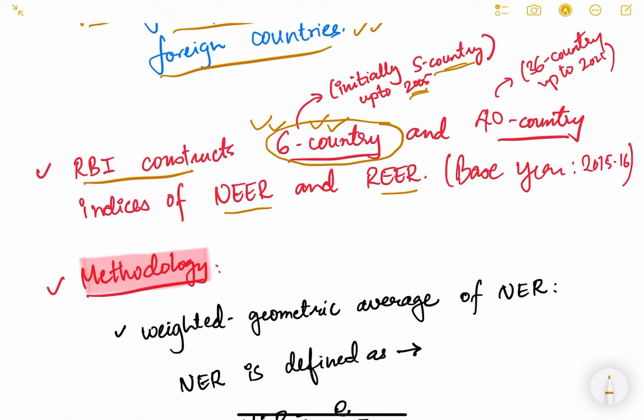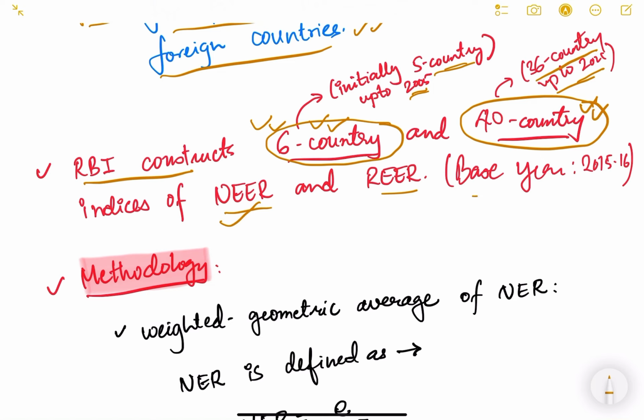And another index looks at 40 countries. It is a 40-country index. Initially, up to 2021, it was 36 countries, but in 2021 RBI added 4 more countries, and now it is a 40-country index. So we look at 2 series of indices. One is a 6-country, another one is a 40-country.